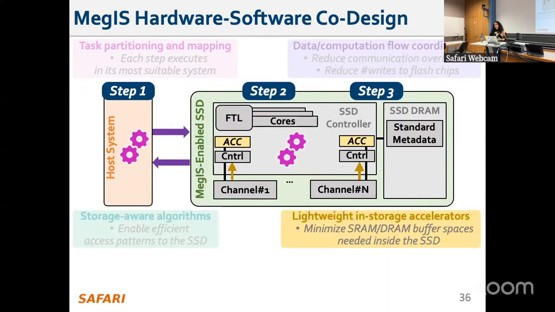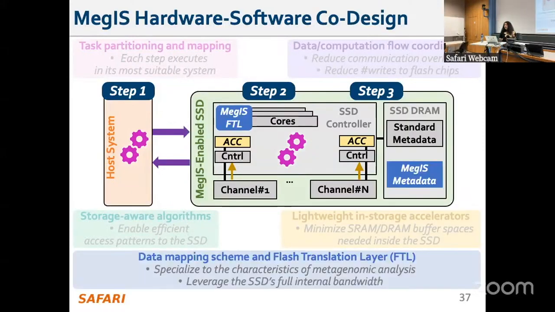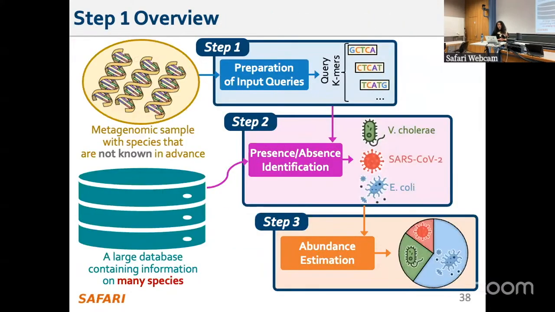And the fourth direction is to have lightweight in-storage accelerators so that we minimize SRAM and DRAM buffers and the spaces that are needed inside the SSD, because as I discussed, there are hardware constraints in there. And finally, we have a data mapping scheme and flash translation layer, FTL, which is specialized to the characteristics of metagenomic analysis. And that also helps us to enable the SSD's full internal bandwidth. So these are these general directions. Let's see how they are used in some of the steps of MegIS.